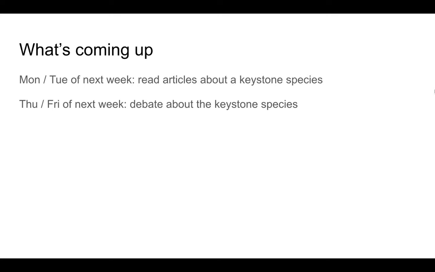All right, what's coming up? So today we're going to do an e-text. Next week, we're going to read a couple articles about a keystone species. There's a specific species that I want to read about that I think is an interesting story. And then Thursday and Friday, I want to see if we can have a debate about that keystone species. So I've done this in the past and it's been fun. I know that we're not with each other and this is online, but I think we can still do it online. Actually, I think online would be pretty good. So that's what we're going to try to do next week.